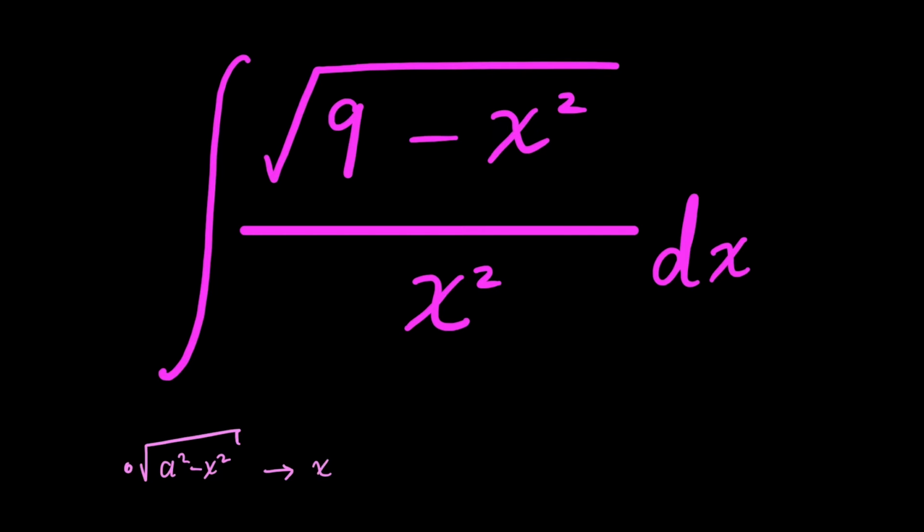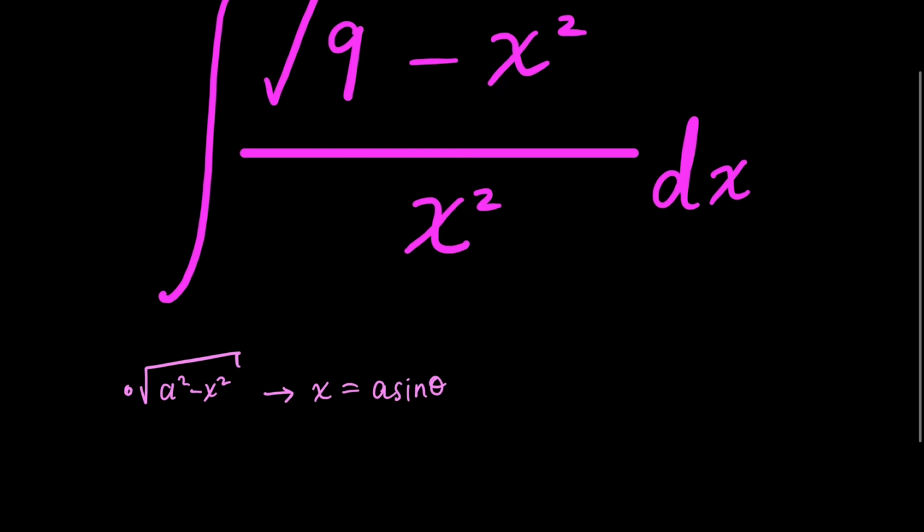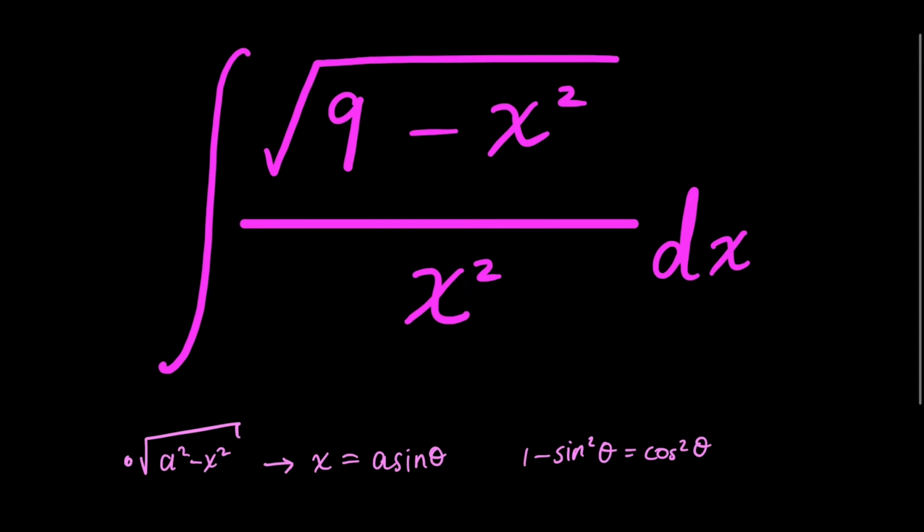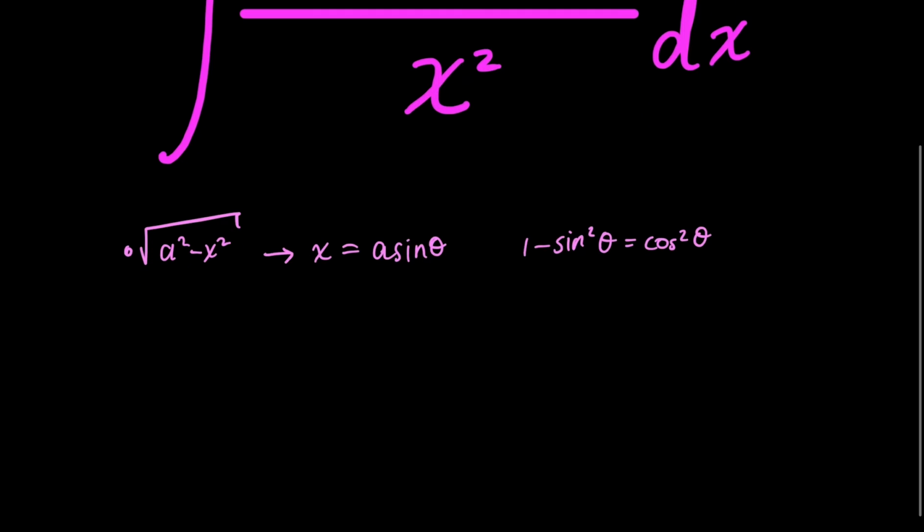I would substitute by defining x as a sine theta. And this comes from the trigonometric identity 1 minus sine squared theta is equal to cosine squared theta, because once I substitute the sine term in, I can reduce the square root. So let's just plug that in. Let's just compute that substitution into our integral.